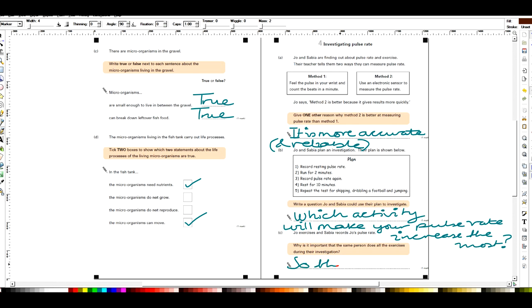So the test is fair. That's it, to make a fair test. So there's no cheating, there's no messing about. So the test is fair.